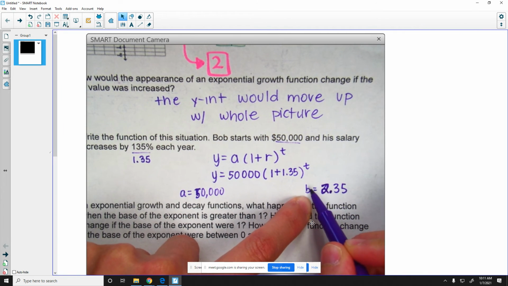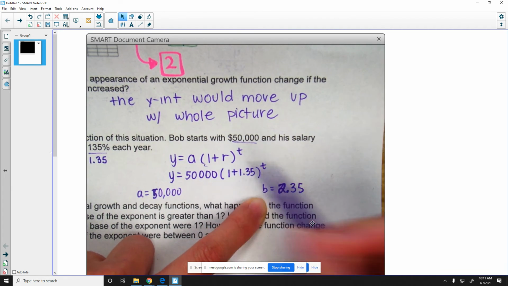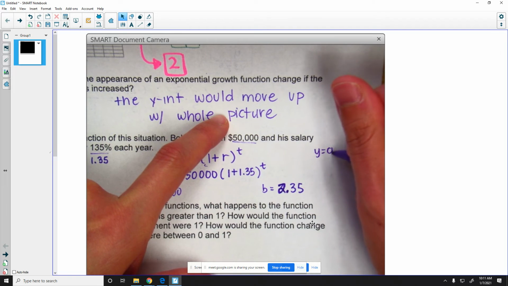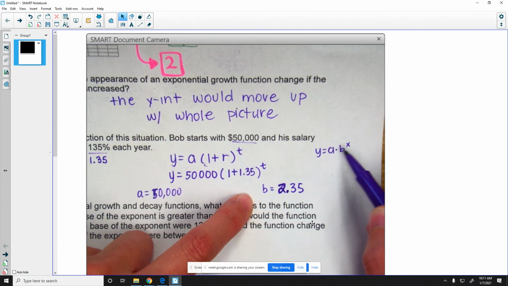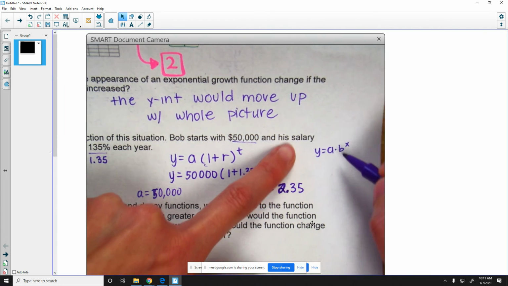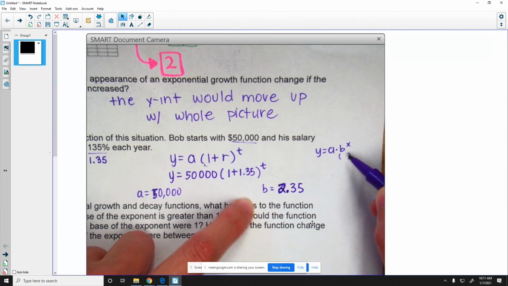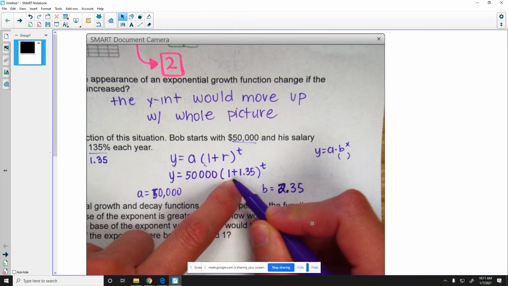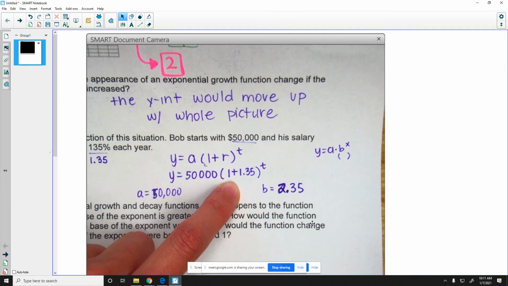So guys, your B, remember a long time ago when we first started learning this, we didn't have the 1 plus in the middle. We had y equals a times b to the x. Does that ring a bell? A long, long time ago, you just had 2 numbers because we wanted to make it simple. So this b was essentially whatever was connected, right? So that's whatever was in the parentheses. So what's in the parentheses? Whatever 1 plus 1.35 is, which is 2.35. And that would be it. Okay.